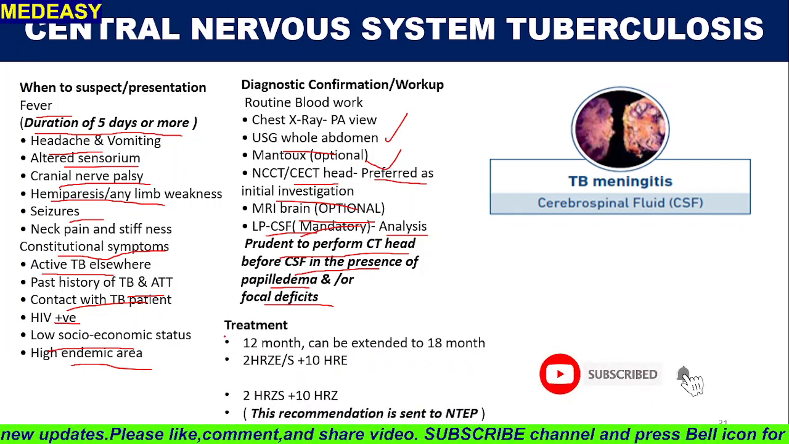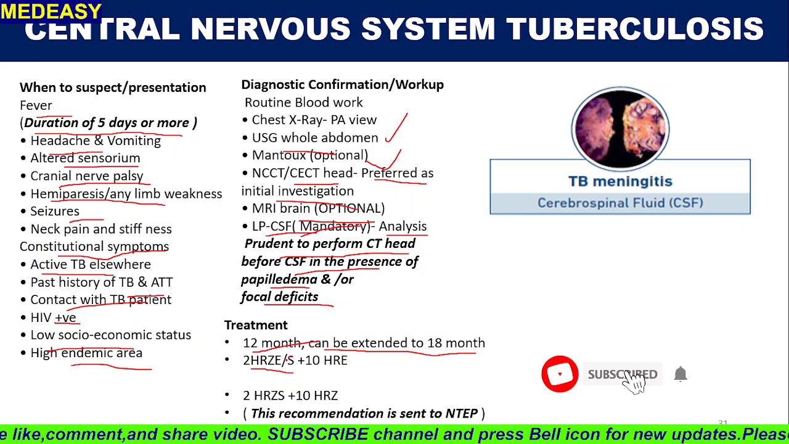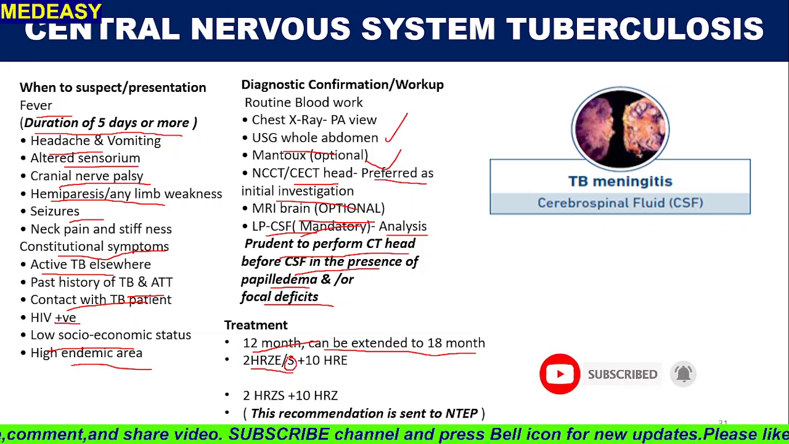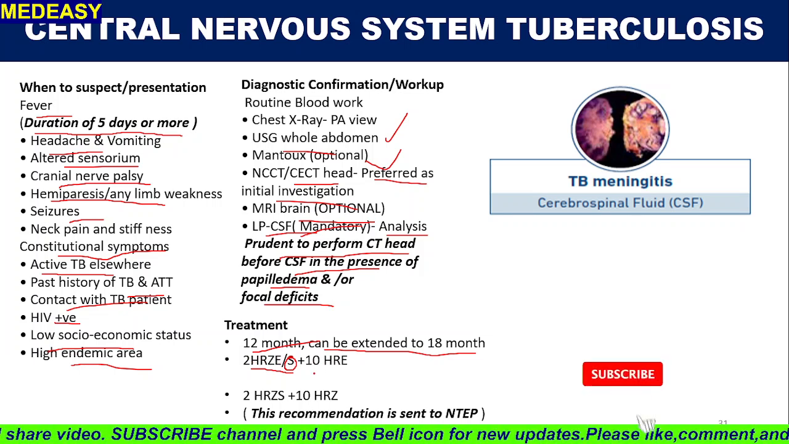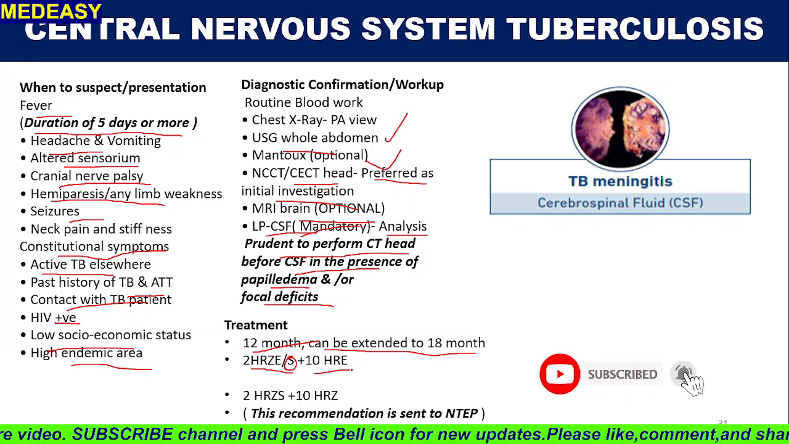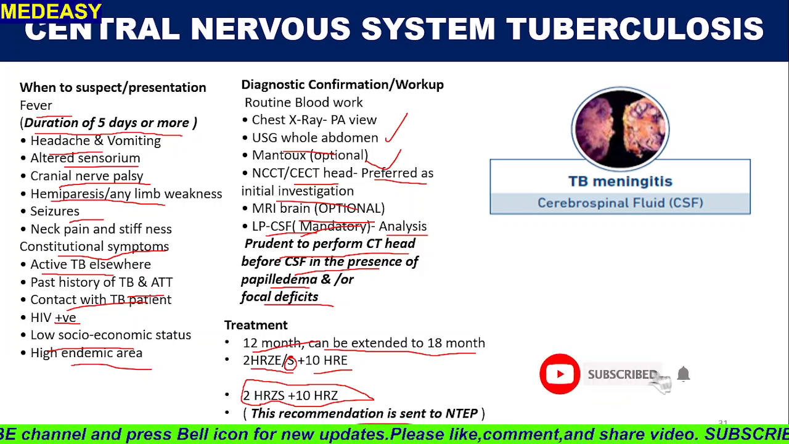And treatment remains, here we can see it is a 12-month course, that can be extended up to a maximum of 18 months, and the treatment is 2 months of HRZE, or sometimes if the patient is very sick, seriously ill, you can give streptomycin in place of ethambutol. So the regimen becomes 2 months of HRZS and then 10 months of HRE. This is the proposed regimen as of now, but in the future we can see this regimen, that is 2 months of HRZS and 10 months of HRZ. This recommendation has been sent to the NTEP to modify the regimen.